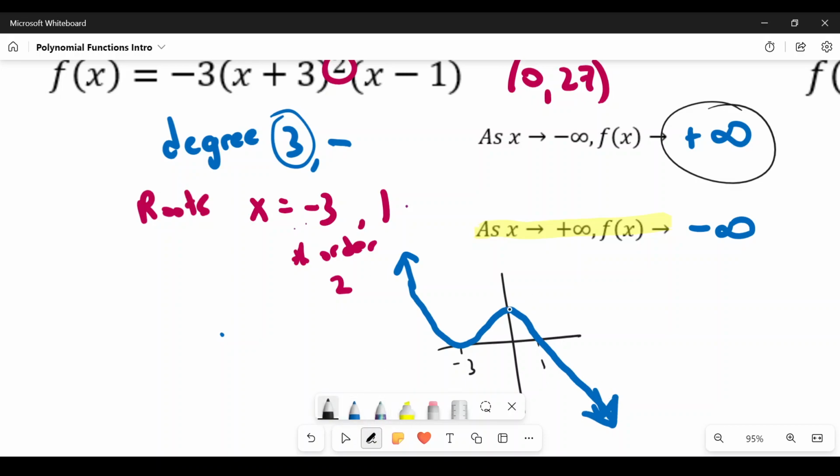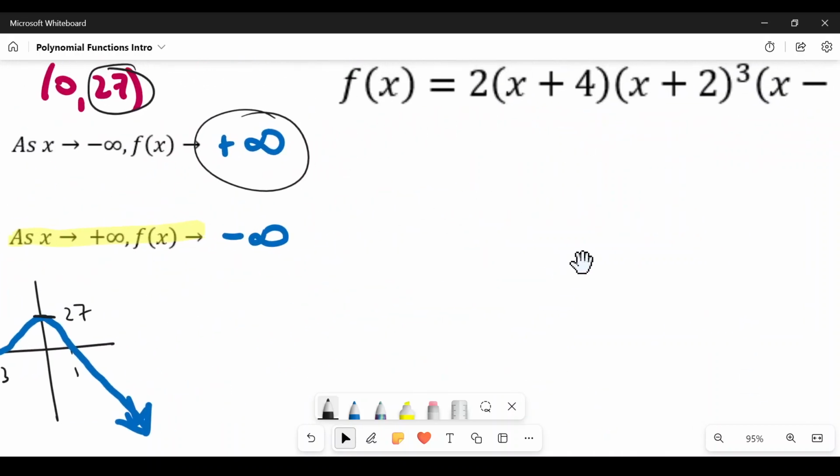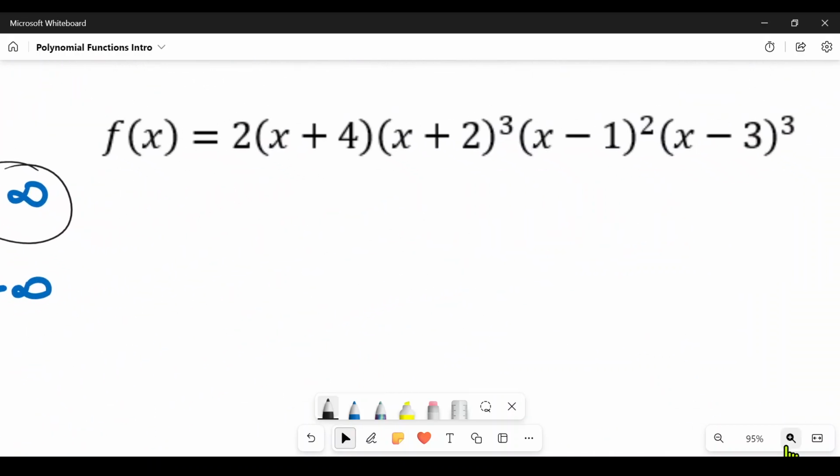And then I can also say, well, I have a y-intercept of 27, and that makes sense because I have a positive y-intercept. All right, one more quick example.